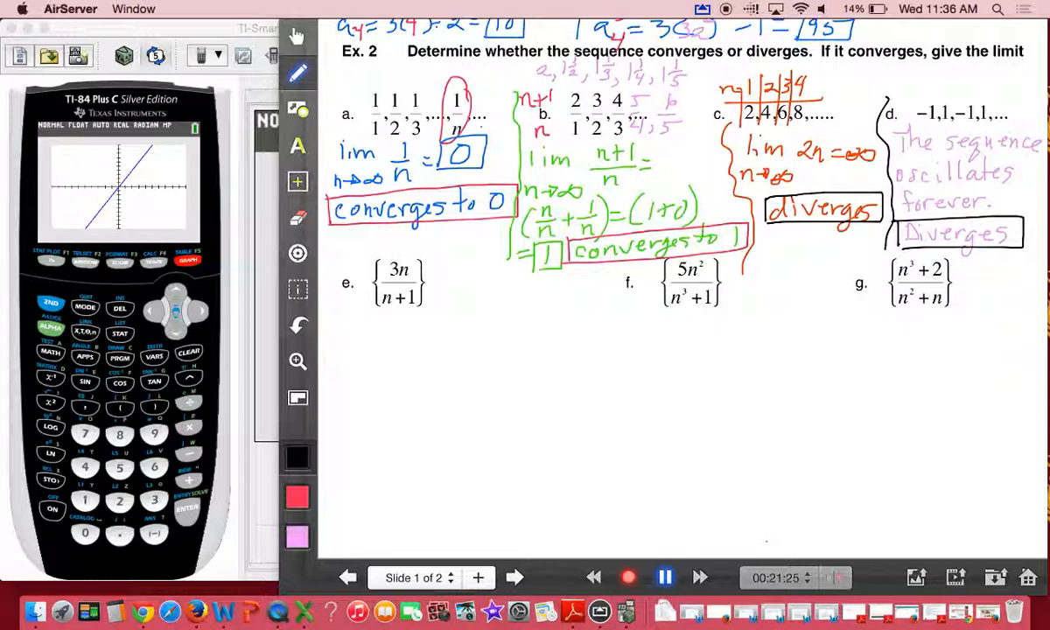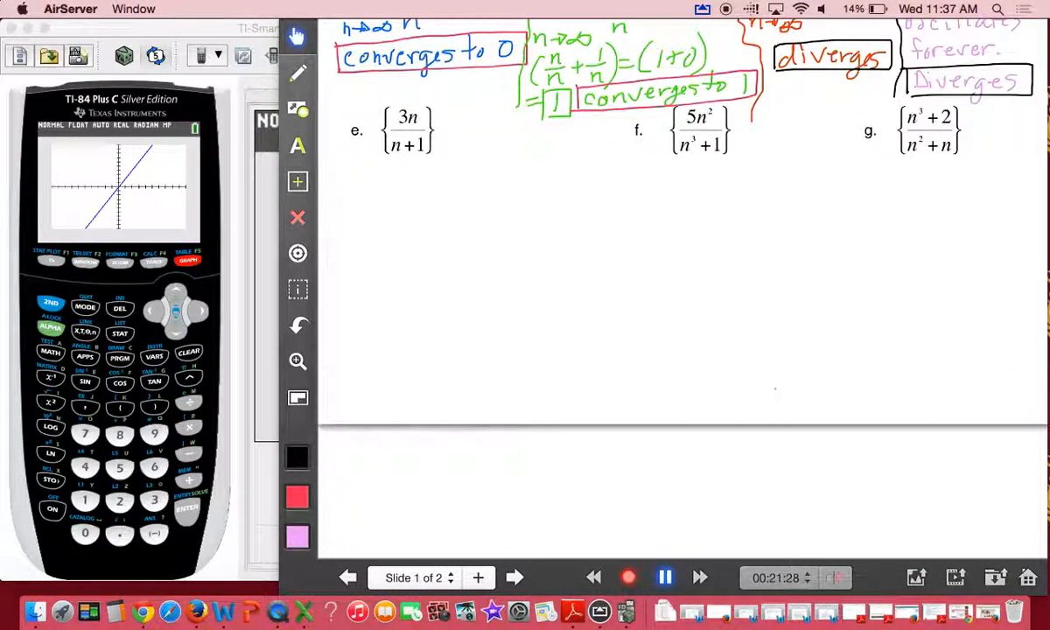Okay, so let's look at E. And now they're actually giving you a fractional function. So let's talk about fractions. If I were to graph this on my calculator, we're going to have vertical asymptotes and possibly horizontal asymptotes. So we're going to review our horizontal asymptote rules from first quarter. Because remember, it's the horizontal asymptote that creates the limit. It really does. And so, if I were to find the limit as n approaches infinity of 3n over n plus 1.